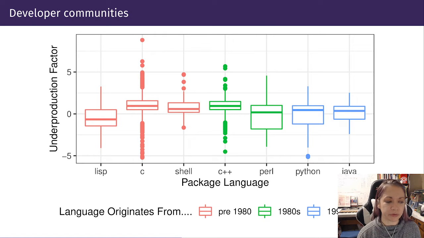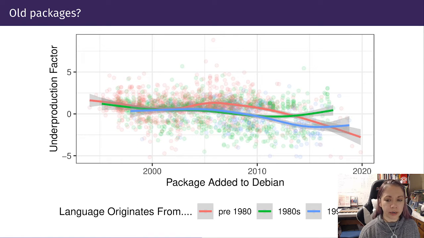And we see real differences between languages. So Lisp does very well, actually, if we break it out from its other pre-1980s cousins. On the other hand, we see C++ doing a little bit worse than Perl these days in terms of how usage of the packages written in this language compares to the importance of those packages. Python and Java seem to do about the same as one another, but still a little bit of an area for concern.